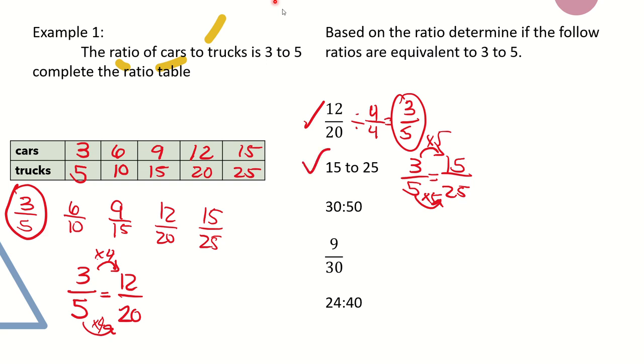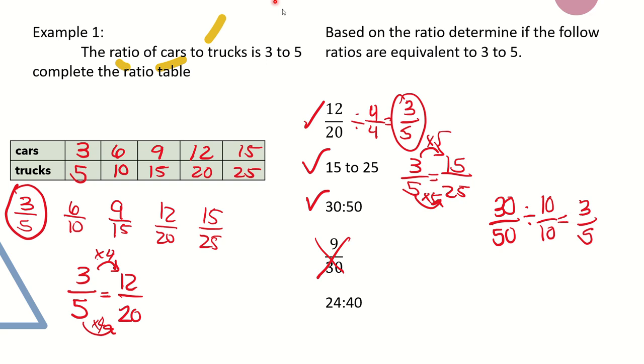Let's practice the reduced way again, and let's see if we get the same thing. So 30 over 50, I know I can reduce that by 10. 30 divided by 10, I get 3. 50 divided by 10, I get 5. This one is also equivalent. Let's move on. Based off our ratio table, we can already see that if it is 9 cars, it has to be 15 trucks. So we already know that this cannot be equivalent to 3/5.